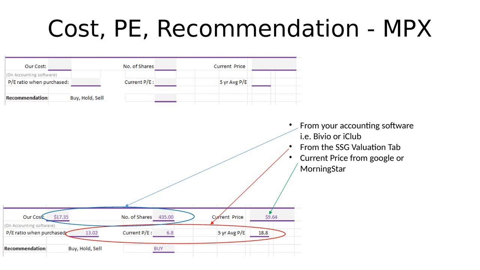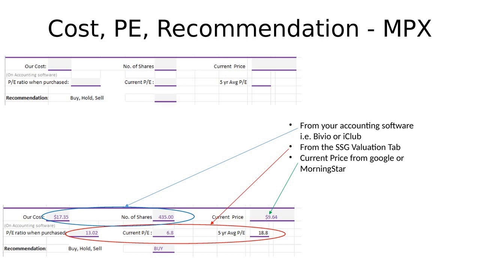So the club bought this for $17.35, 435 shares. It was current a couple months ago. It was $9.64. So PE ratio when we bought it, 1302. Current is 6.8. 5 year average is 18.8. And of course, this is a buy because it's a bargain stock right now. This is a good company too. So this is a buy.